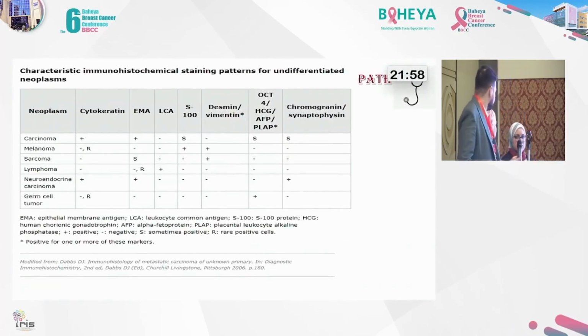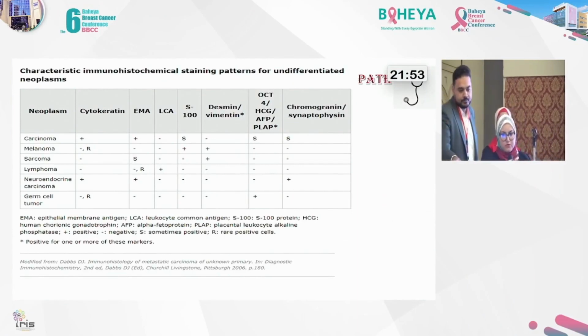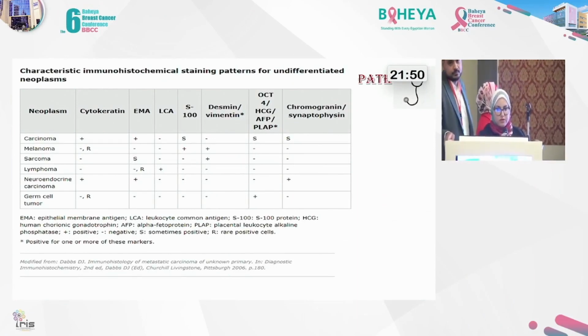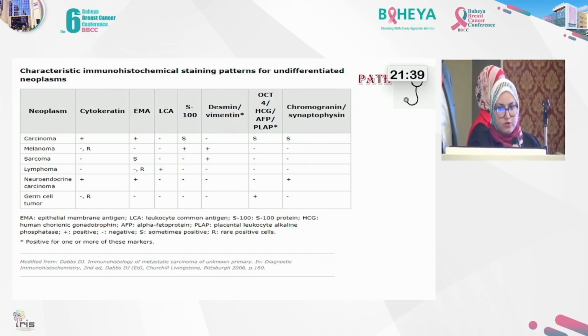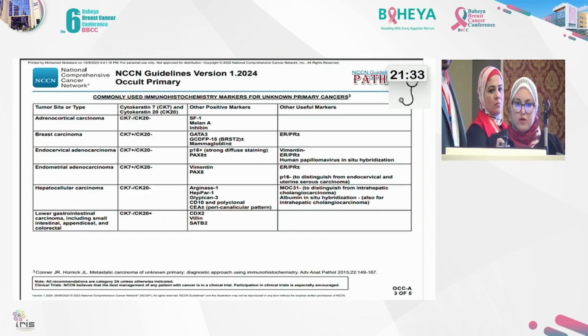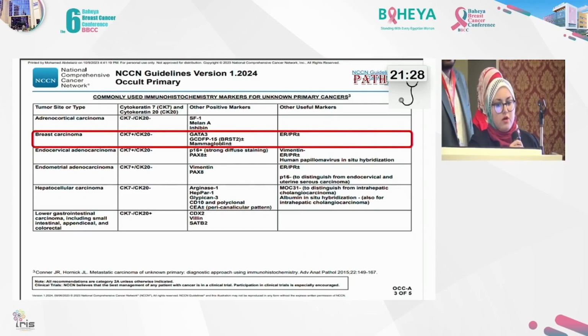Pathology. Carcinomas are positive for cytokeratins. Melanomas are positive for S100. Sarcomas are positive for vimentin. Lymphomas are positive for LCA. Neuroendocrine carcinomas are positive for chromogranin, and germ cell tumors are positive for PLAP and AFP. For the breast, lesions of breast origin are positive for cytokeratin 7, negative for cytokeratin 20, positive for GATA3 and mammaglobin, and positive for ER and PR.